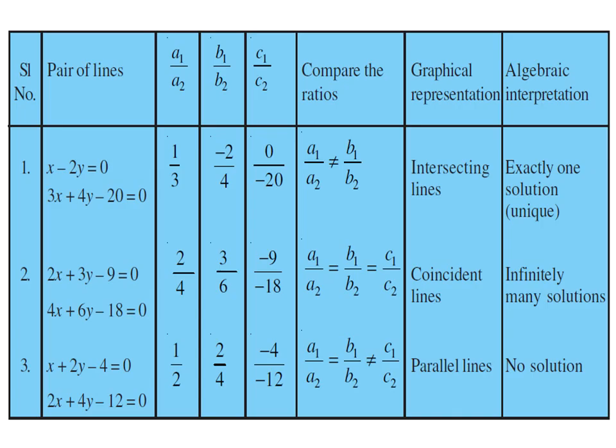In the third pair, a1 by a2 is 1 by 2, b1 by b2 is 2 by 4, and c1 by c2 is minus 4 by minus 12. Here a1 by a2 is equal to b1 by b2, but not equal to c1 by c2. So this pair is parallel lines and has no solution.